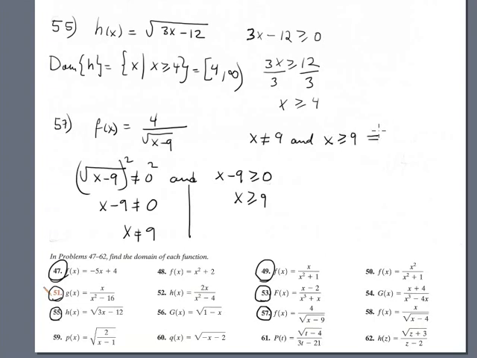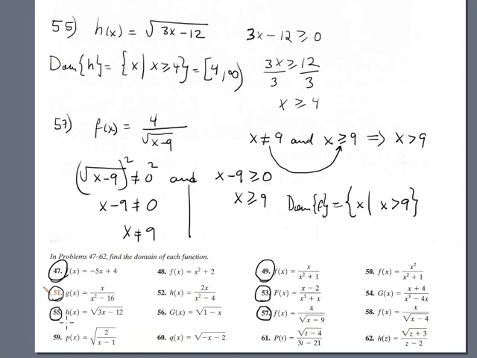The conclusion, so the equivalent between this and this statement is obviously x greater than 9, because this is a contradiction to this. So no equal and equal. When you combine this and this, the intersection is greater than 9. So the domain of the function f is all real numbers such that x is greater than 9. This is 57.